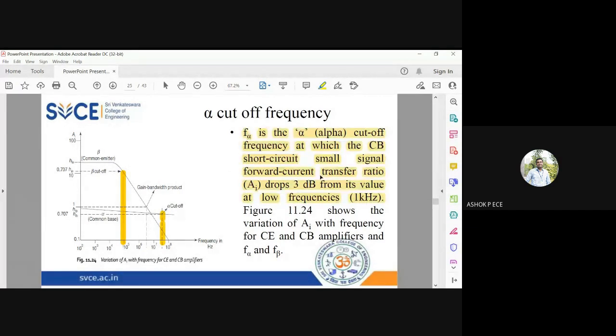Okay, so f alpha is the alpha cutoff frequency at which the common base current gain will drop by 3 dB. Whereas in f beta, we say that the common emitter current gain is going to drop by 3 dB. So in the same graph, if you plot f alpha and f beta, you will find that as per theory, f alpha is very much larger than f beta, which is also evident in the actual graph. So the bandwidth of common base amplifier is very large when compared to the bandwidth of common emitter amplifier.